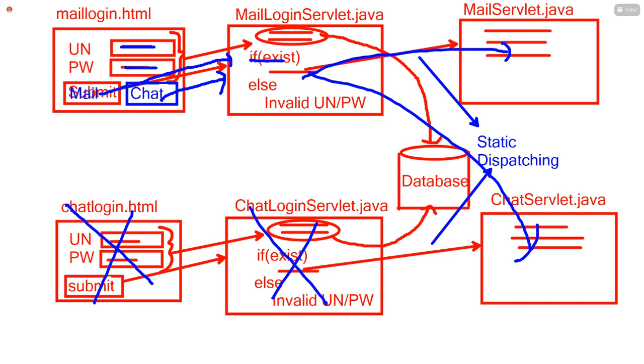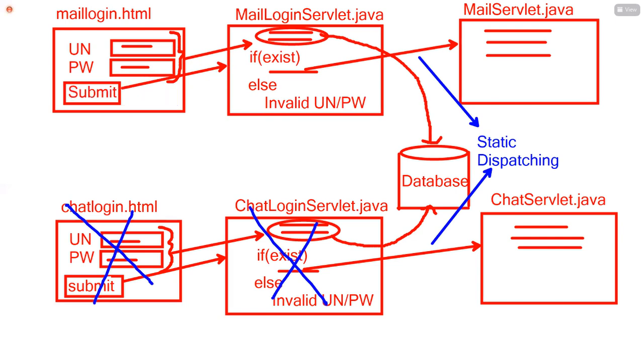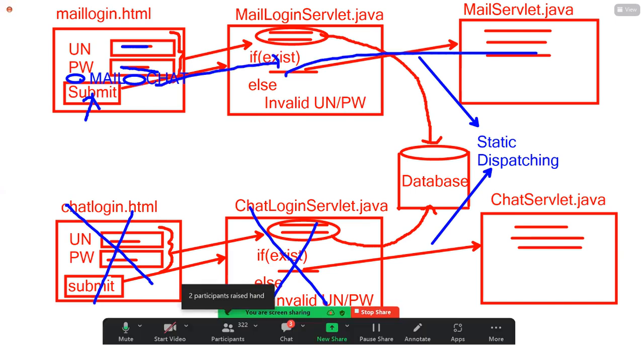Like this, it is possible. One more way: here create one radio button, mail. Create one more radio button, chart. The user will type username, password. You'll select mail. You'll click submit. Which radio button is selected, we can receive. If the mail radio button, forward to mail. If the chart radio button, forward to chart.